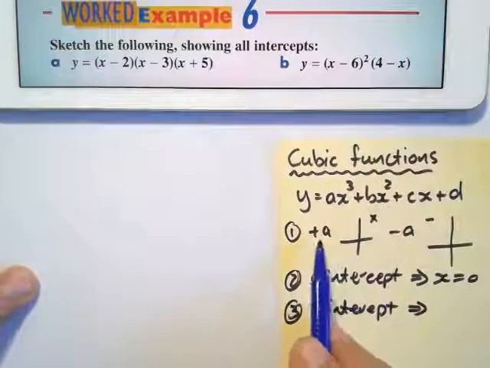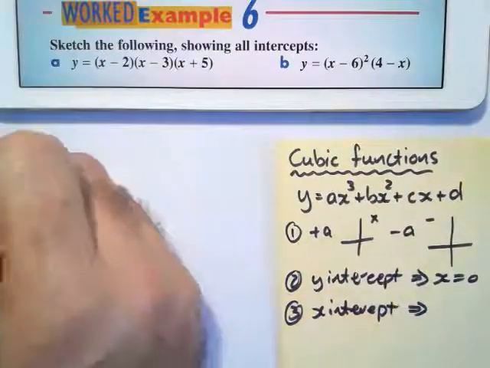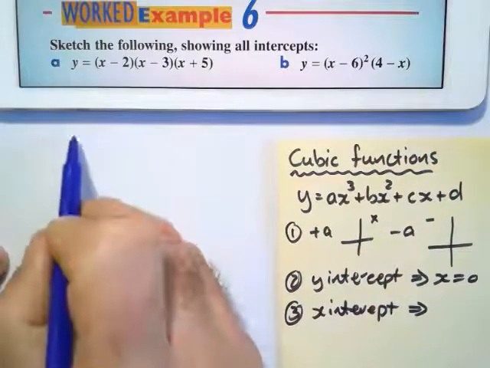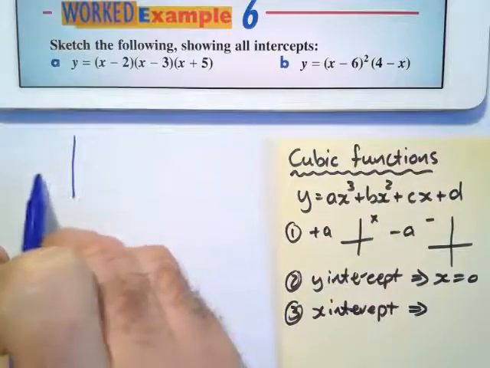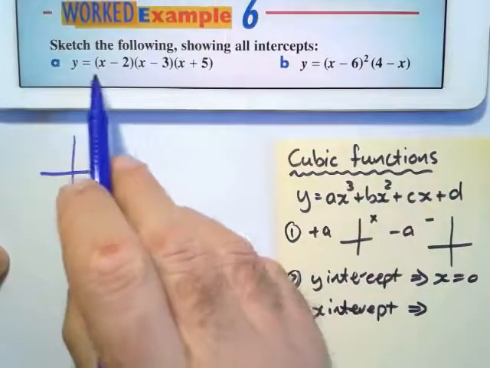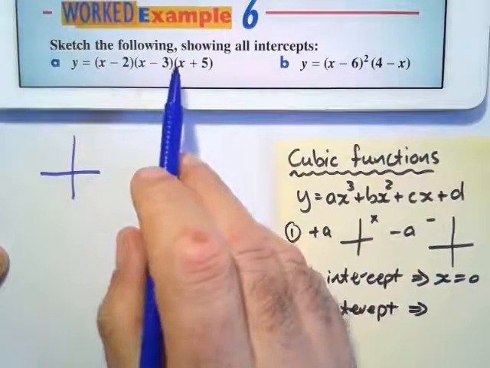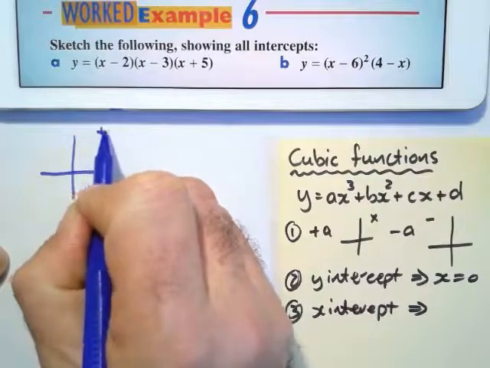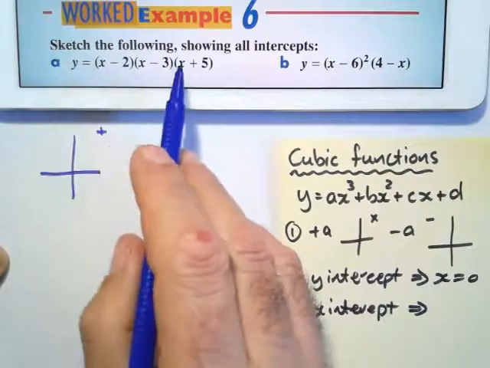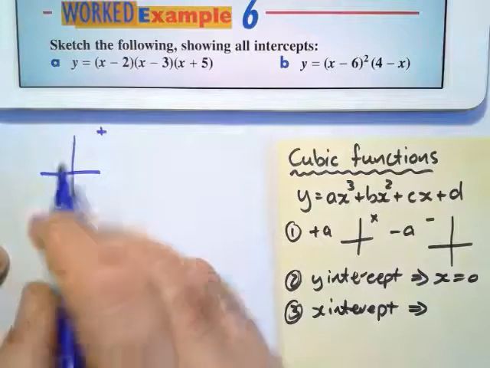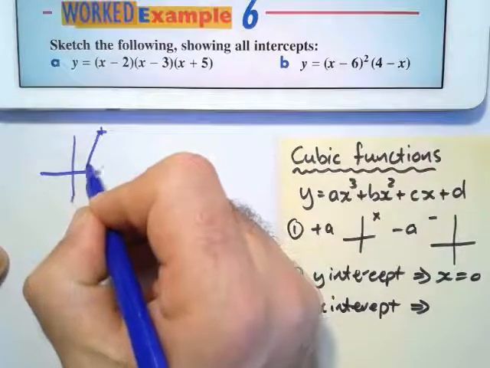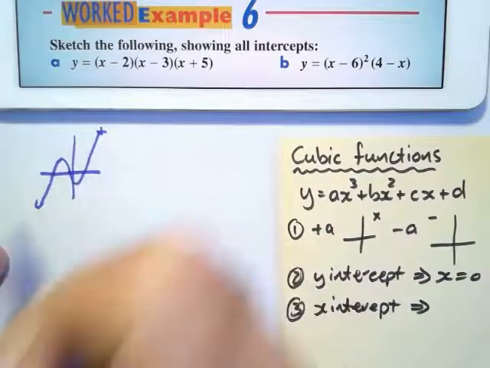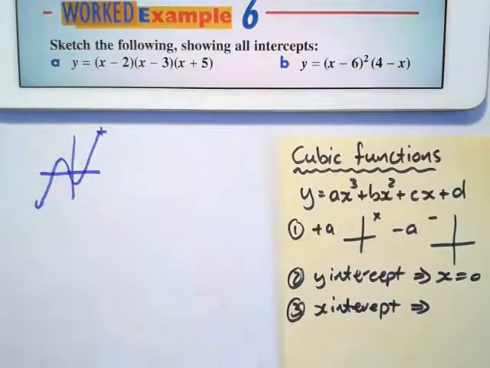My next step is to say, is it positive or negative? So what I'm going to do is say x times x times x is positive x cubed, which means it is going to finish where x is positive, up there. I've got three brackets, which means I'm going to have three intercepts: 1, 2, 3 intercepts. So this is the shape of it.